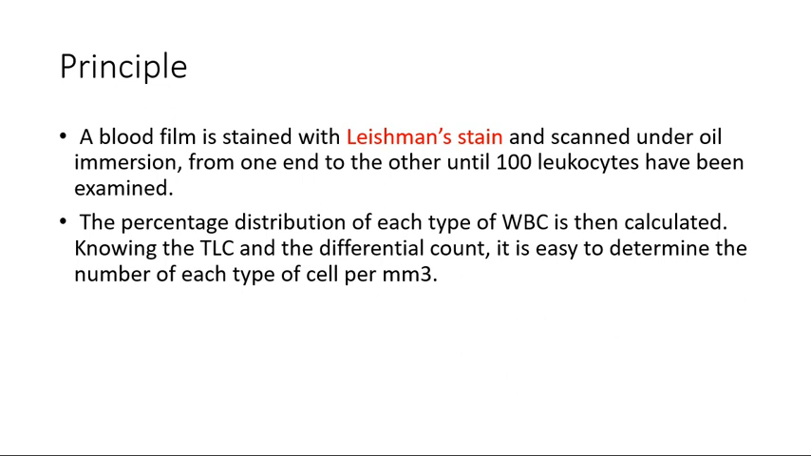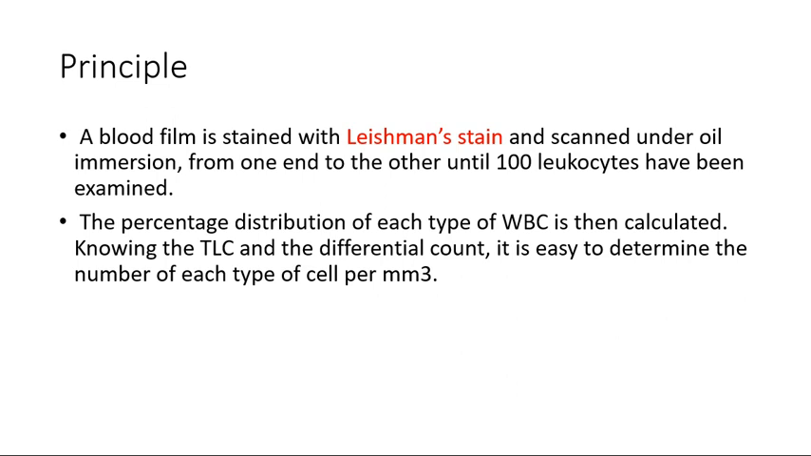So when we do any practical, the first thing that comes to mind is the principle. The principle of every practical you should know, and for every practical the principle is different. The principle of DLC is we have to make a blood film and stain it with Leishman stain. Then under oil immersion we have to count 100 cells, and estimate the percentage of every cell type within those 100 cells and find the distribution of WBC cell types. That is differential leukocyte count.